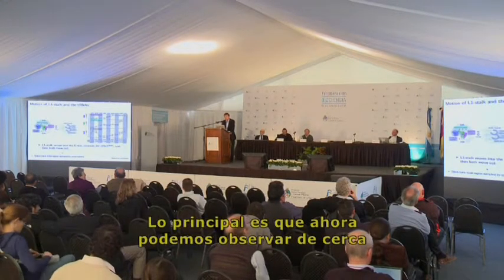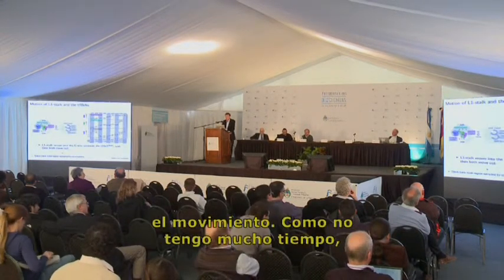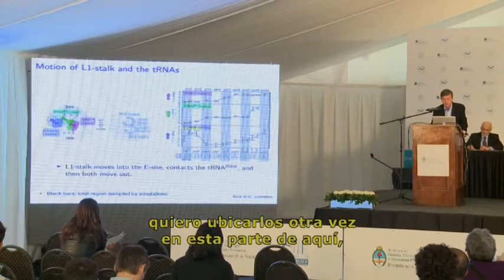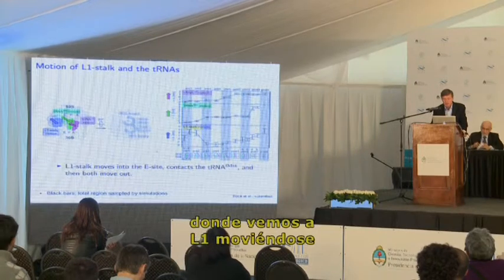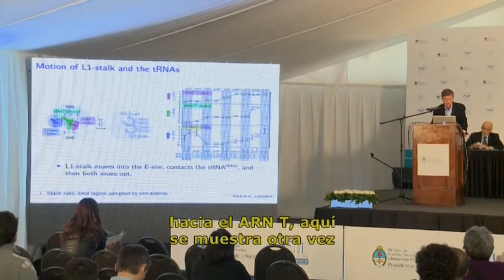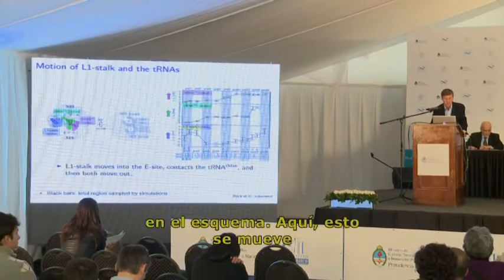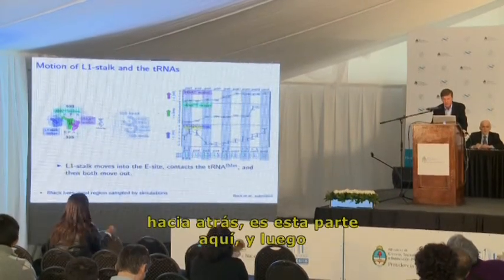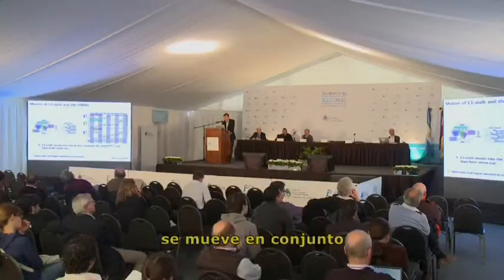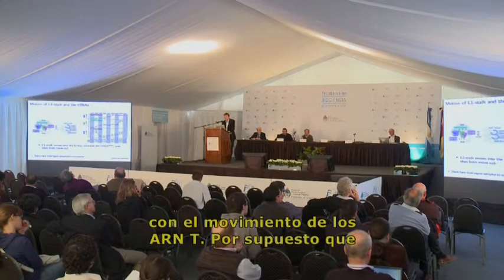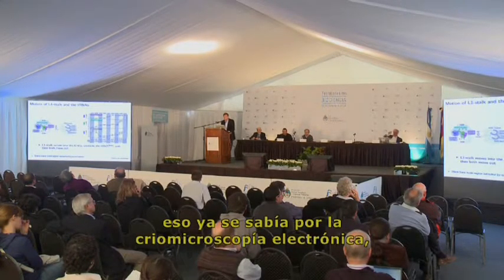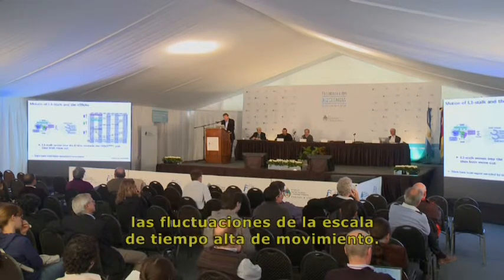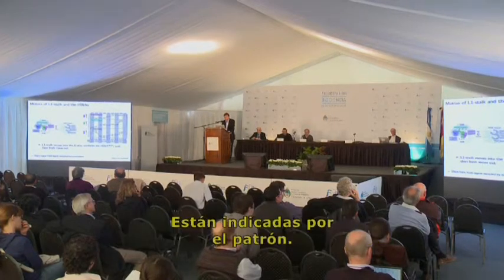The first thing is we can now have a close look at the motions. And since time is advanced, I just want to point you again to this part here where we see the L1 stalk moving towards the tRNA. Here it's shown again schematically, so this moves backwards, that's this part here, and then co-moves together with the motion of the tRNA. That was of course already known from the EM, but what the molecular dynamics simulations now add is the fluctuation of the high timescale motions, and they are indicated by the bars.